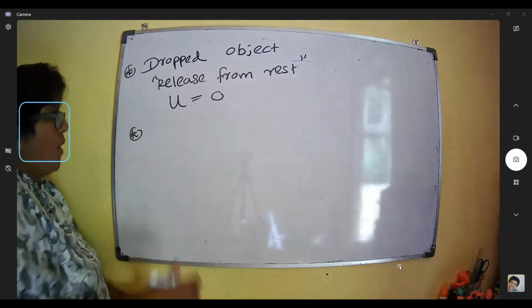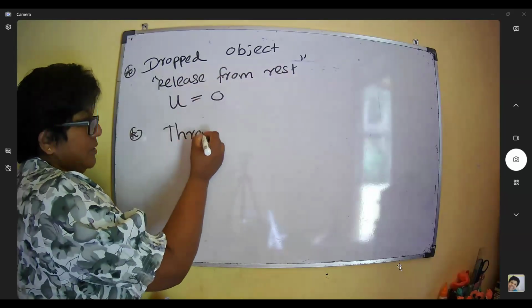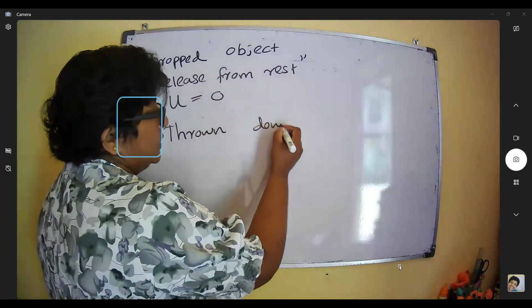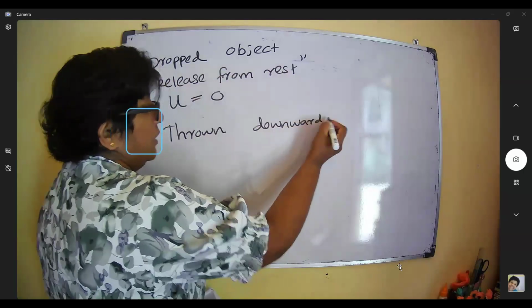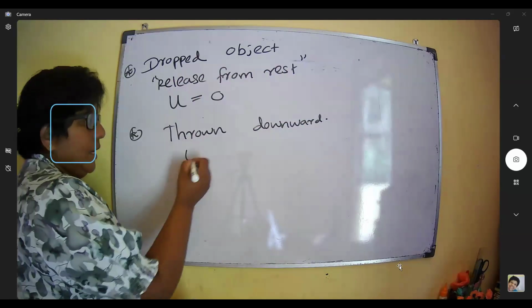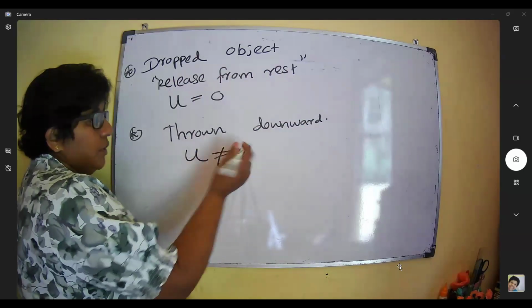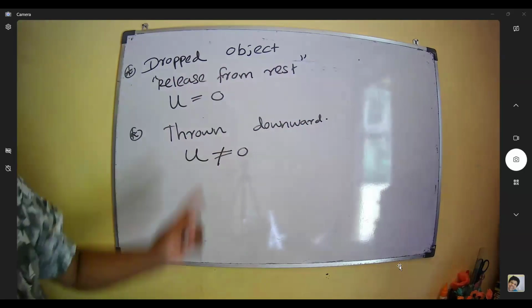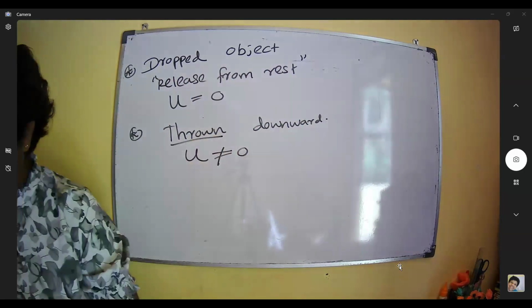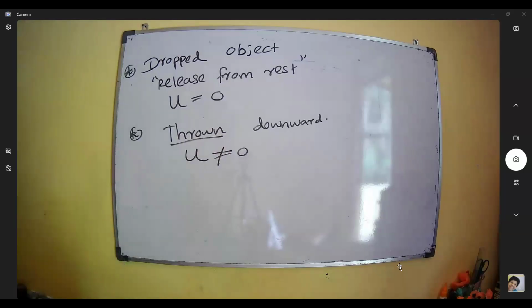Then the other one is thrown, thrown downwards or upwards. When an object is thrown, it is not released from rest. Here u is not equal to 0. There is some value for the initial velocity of thrown objects. That is the difference: u is not equal to 0 in the thrown downward case.